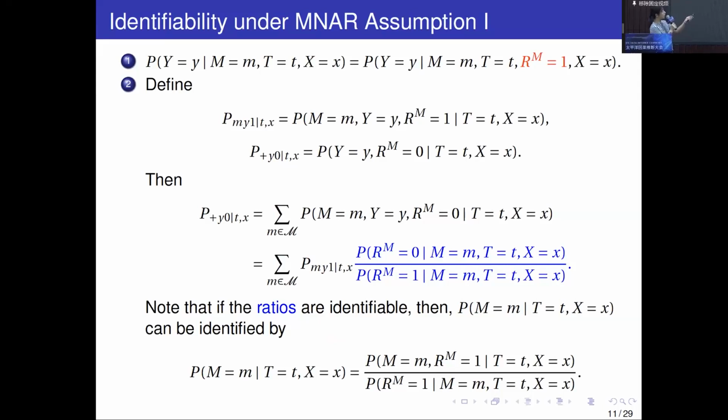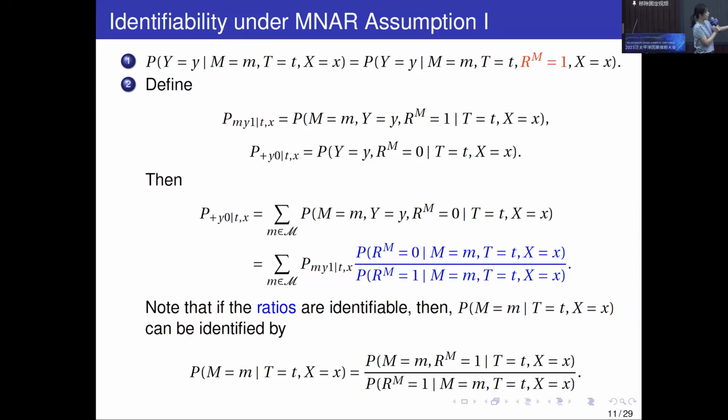So this part can't be obtained immediately based on our missingness mechanism. The key is to identify the conditional distribution of M given T and X. The idea here is that you have observable data strata given M, Y, and R, in each stratum defined by T and X.